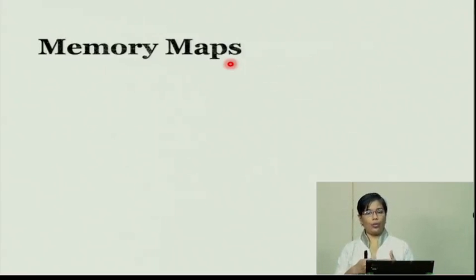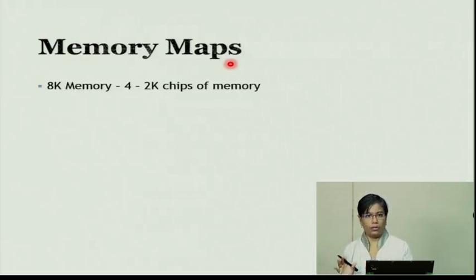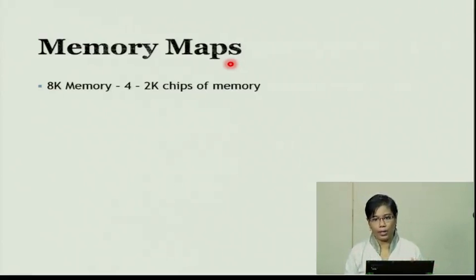So memory mapping would first be that you have to decide on the number of chips. So totally we are going to require 8K of memory. So 8K of memory, and if you have 2K chips available, it means you have to use 4 2K chips. Only then you would get 8K of memory. So 4 chips are going to be connected to 8088.